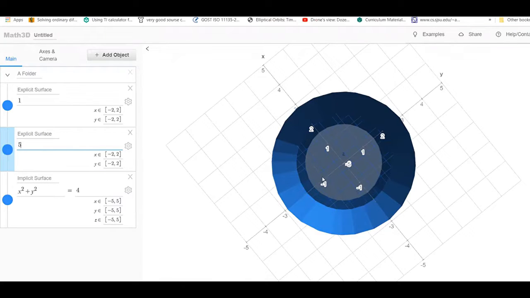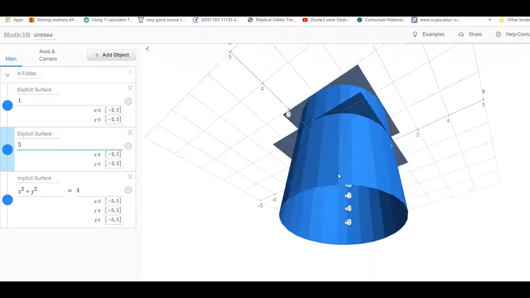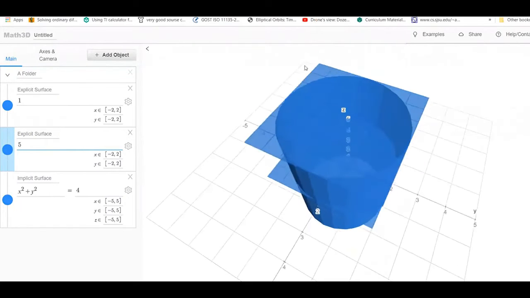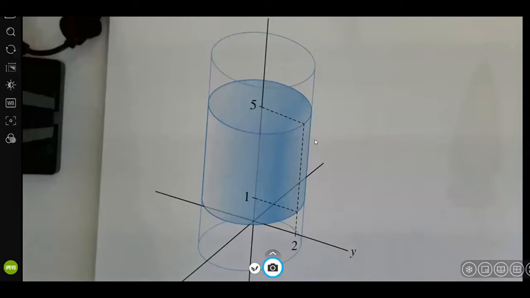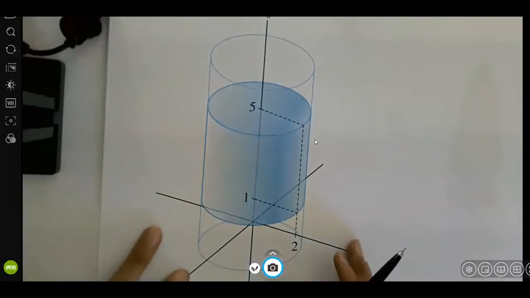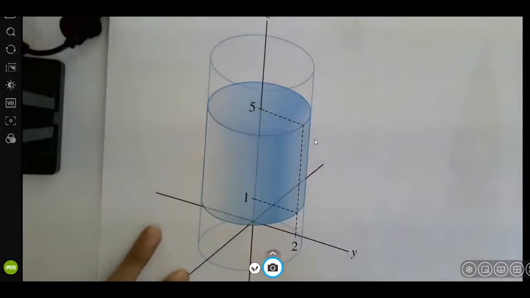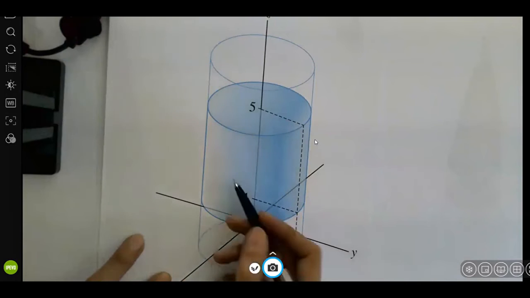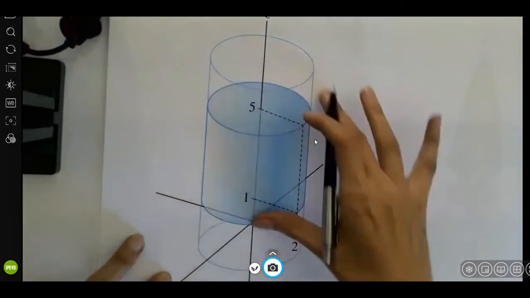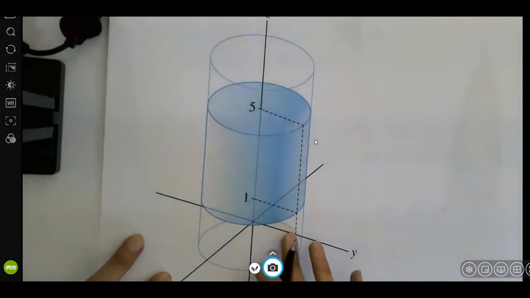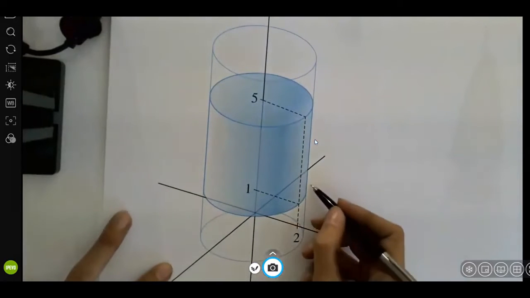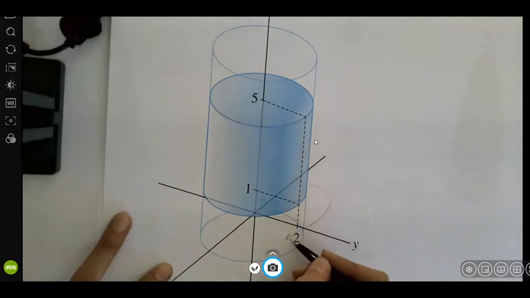So our goal is to identify this region, find the boundaries. Let's take a look at a better picture. There you go. So on top, you have z equals 5. Down here, you have z equals 1. And you're looking at this portion. What are we interested in? We're interested in the projection or shadow in the XY plane. What is this shadow? What is this projection?